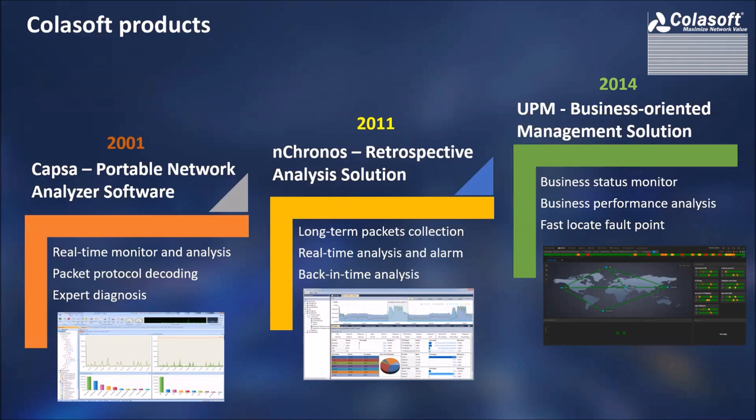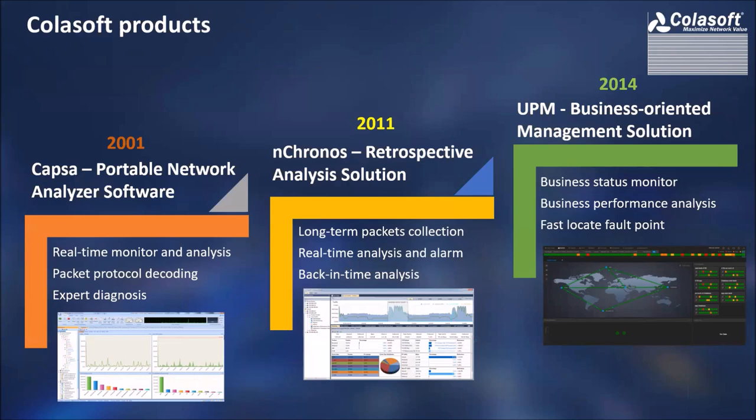The second one is nChronos. nChronos is a retrospective analysis solution, and we can not only do real-time analysis, we can also use it to analyze and monitor historical network traffic. We also have a strong alarm function and report function, and I will show you after this Capsa presentation.